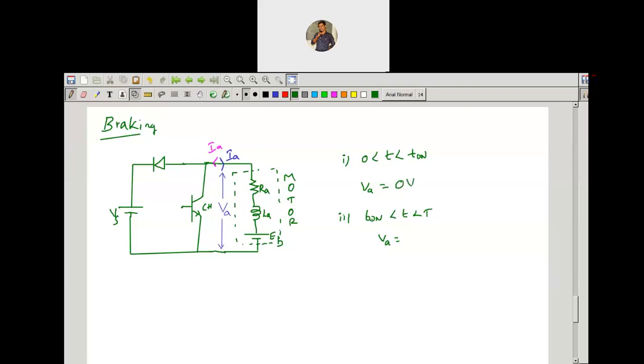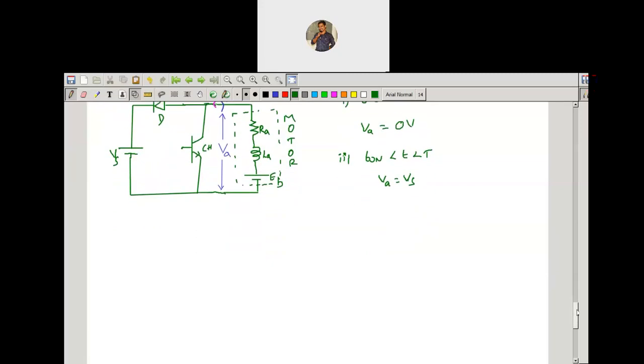Now during the on time to T period, the chopper is off, and the freewheeling diode comes into the picture. That is going to be in the on position. Now in this case, what is the armature voltage? The second case. It is equal to Vs, right? Okay, well done.